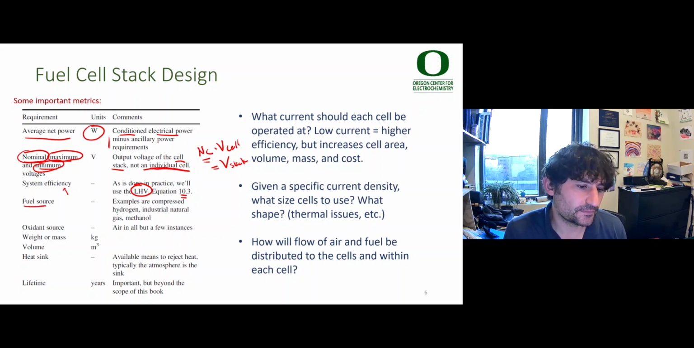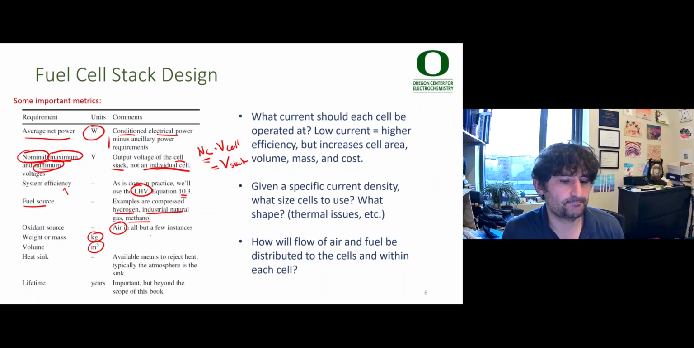Fuel source. Hydrogen fuel is by far the most common, but there's other types of fuel, for example, industrial natural gas, methanol, and others like ammonia that are of interest. The oxidant source is usually air, but it could be pure oxygen. For example, if you had this coupled to an electrolyzer and you were using it for long duration energy storage, it might be practical and useful to store the oxygen generated on the electrolyzer so you could run your fuel cell in pure oxygen. The weight of the system, the volume of the system.